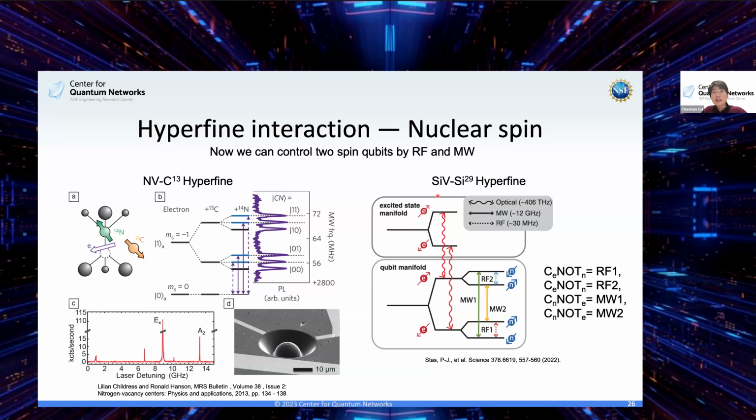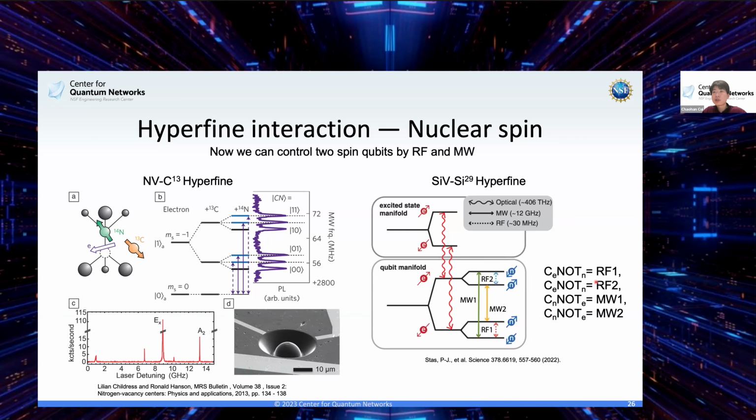Another quick thing: in the silicon vacancy, the silicon-29 nuclear spin can actually grant you a really good manifold for encoding your quantum state into a combined two-spin state between the electron and nuclear spin. This also opens up RF controls and microwave controls that allow us to do control-NOT gates between the electron spin and nuclear spin.